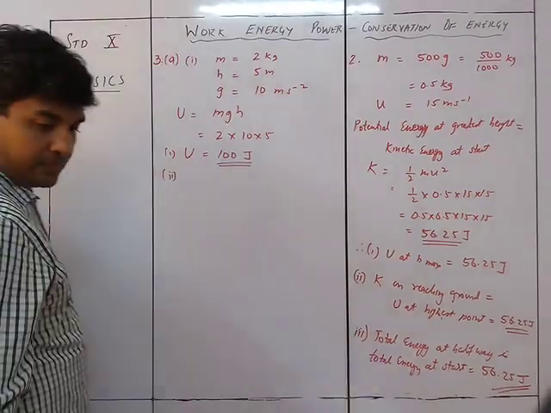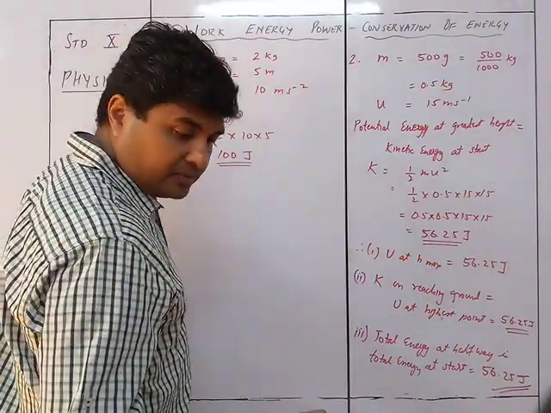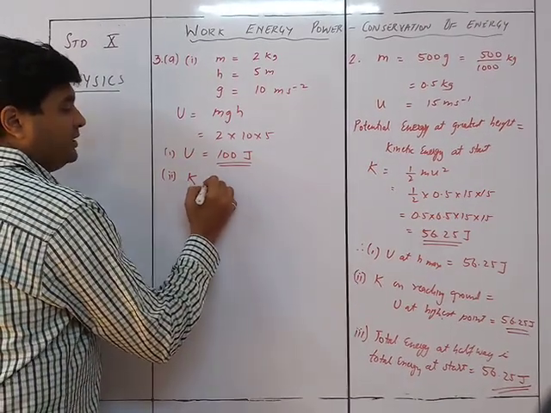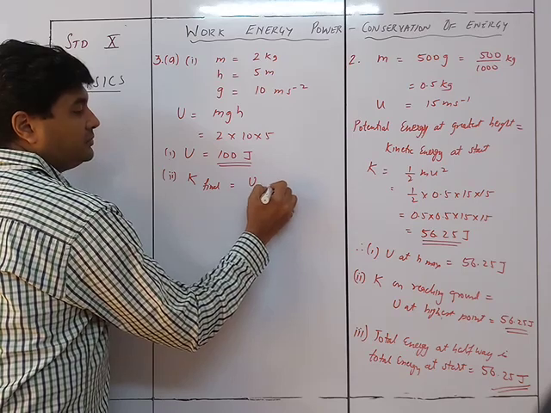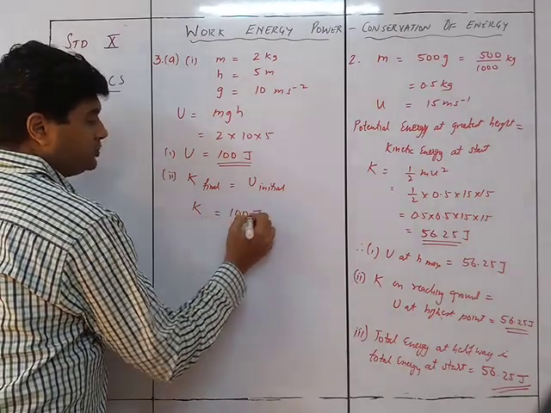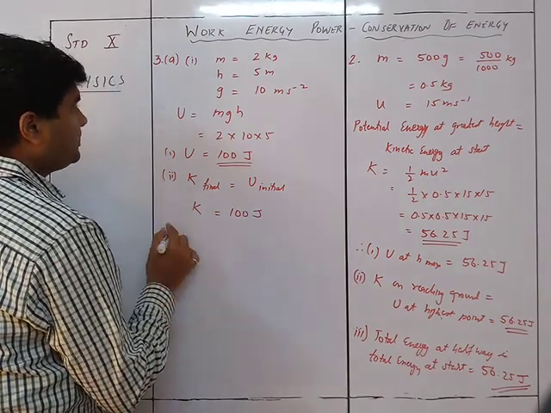Second part, kinetic energy. So again the same thing. Kinetic energy just before it hits the ground. So K final is equal to U initial. Therefore K is equal to 100 Joule. Now the third part, not third part, it's the B part.